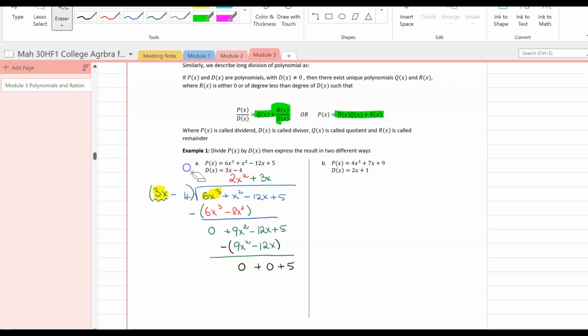Now note that the degree of 5 is a constant, right? So that is our remainder. What's left over is here. This is the remainder.